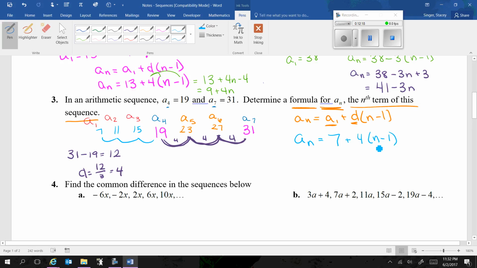And they might leave it like that if it was a multiple choice, or they could simplify it further. So a sub n equals 7 plus 4 times the quantity n minus 1. So I'd have to distribute my 4. 7 plus 4n minus 4. So I'd get a sub n equals 3 plus 4n, or 4n plus 3. Because remember, that's the commutative property, so you can rearrange it.